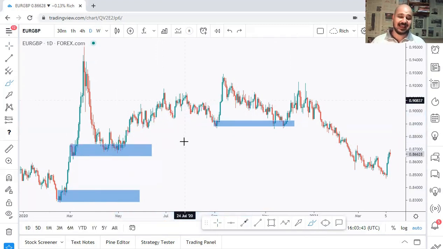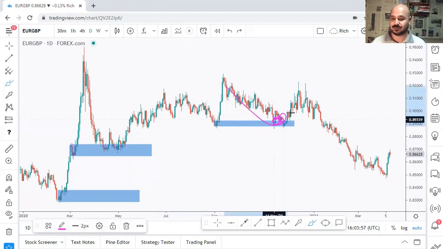Okay. And since we're mentioning the time frame, at least as per my trading style, I only draw supply and demand on daily and weekly time frames. Right. And then I zoom into lower time frames as price approaches it to look for buy setups.